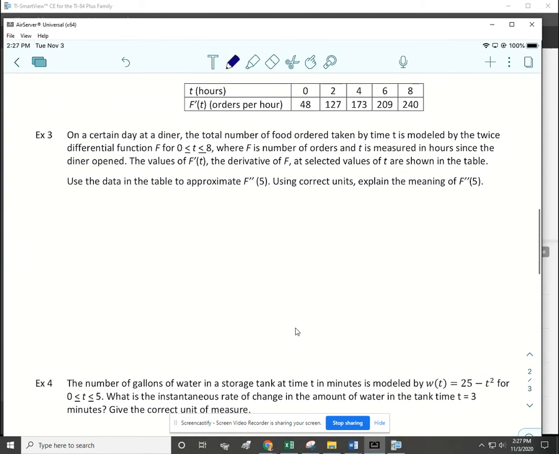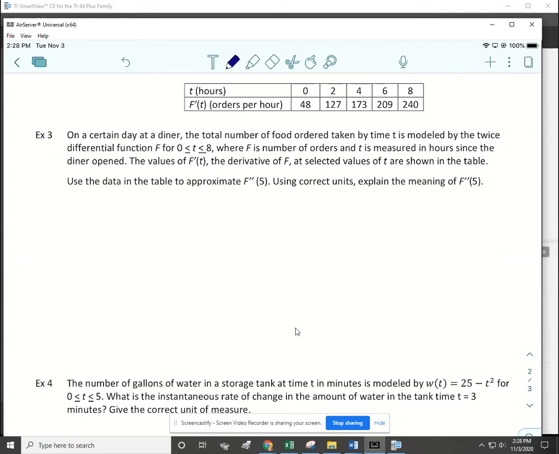All right, let's look at the next one. For example 3, on a certain day at a diner, the total number of food orders taken by time t is modeled by a twice differentiable function f for t between 0 and 8, where f is the number of orders and t is measured in hours since the diner opened. The values of f prime of t, which is the derivative of f, at selected values of t are shown in the table. So we're going to use the data in the table to approximate f double prime of 5. And then we're going to explain the meaning.